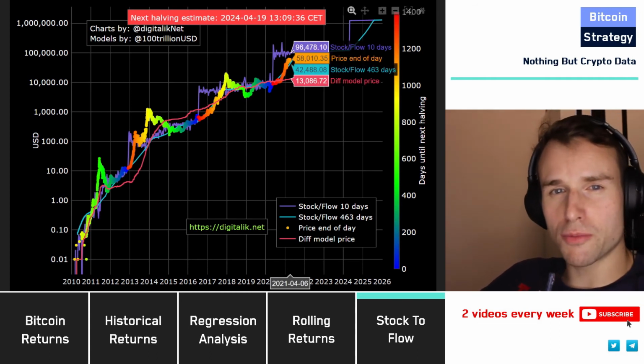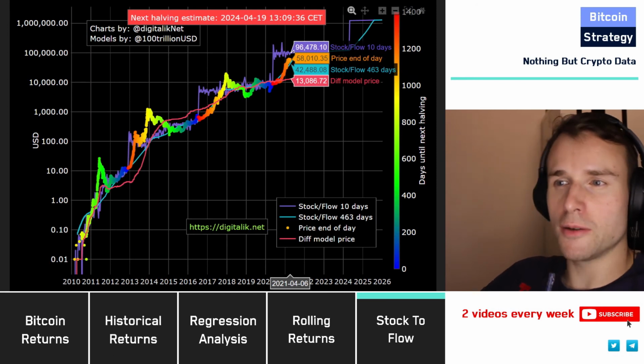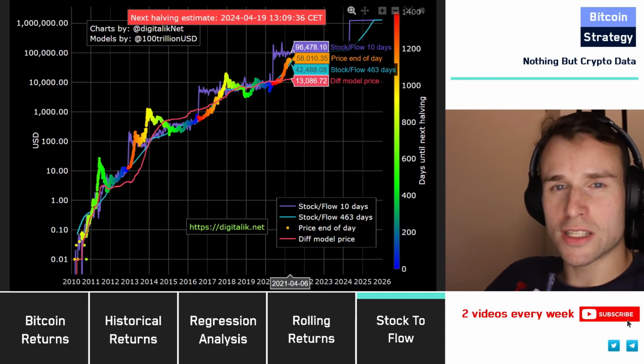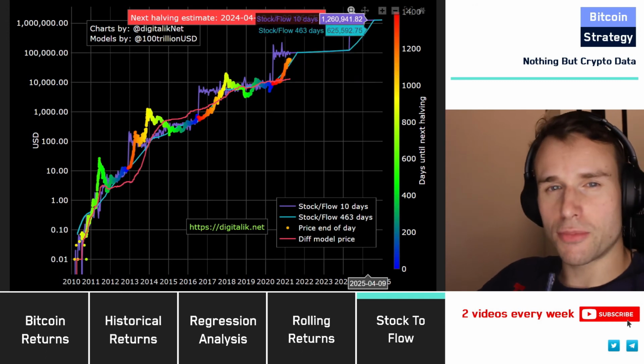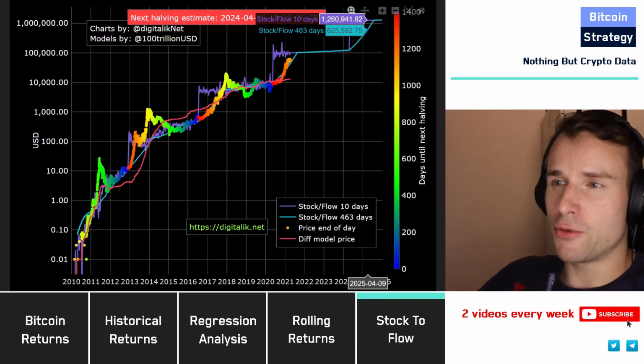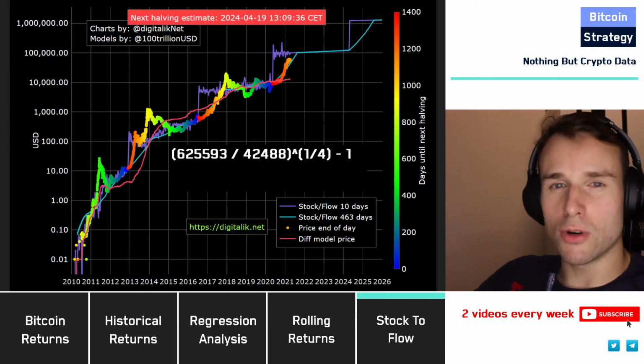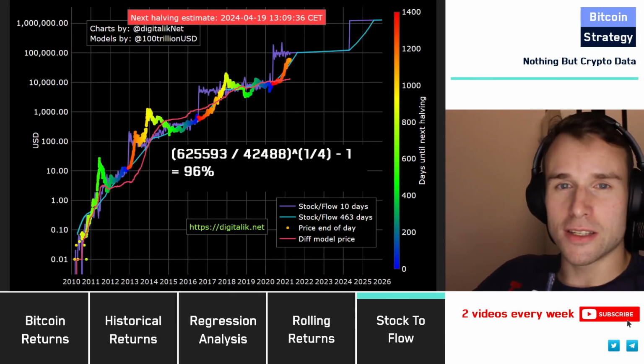So currently the model price is at around 42k. So according to the model, we are slightly overvalued. If we look at the price 4 years from now, we get a prediction of 625k. So what annual growth rate do we get here? The answer is again around a doubling every year.